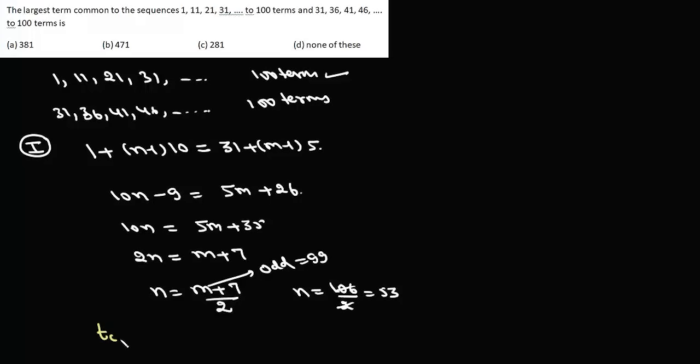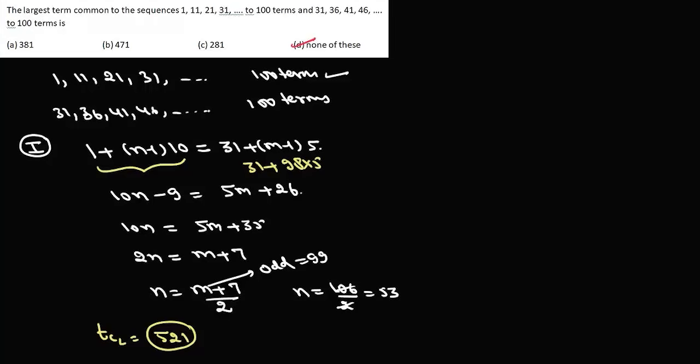So the largest term which is common to both the series will be 1 plus (n minus 1) into 10. For it, we will put n as 53, so it will be 53 minus 1, 52 into 10, 520, so it will be 521. We could have done it with m also. If we put m as 99 here, we can write this as 31 plus 98 into 5. Now this is 490 plus 31, which again is 521. And that is option D, none of these.